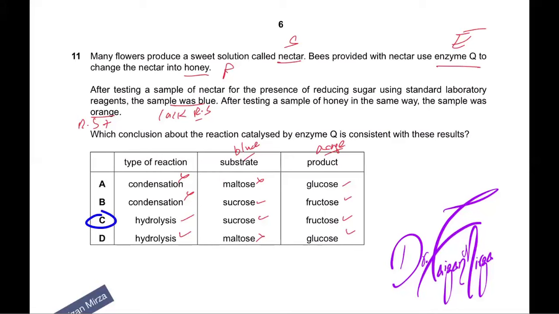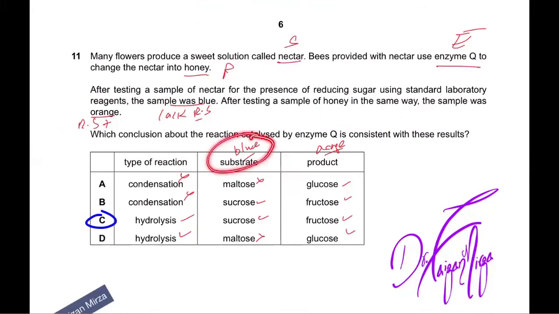So keeping these in mind, after testing a sample of nectar for the presence of reducing sugar using standard laboratory reagents, the sample was blue, which means it lacked reducing sugar, so the nectar, the substrate, lacked reducing sugar. After testing a sample of honey, which is the product, in the same way, the sample was orange, which means reducing sugar was present. What conclusion can be drawn about a reaction catalyzed by enzyme Q consistent with the result?